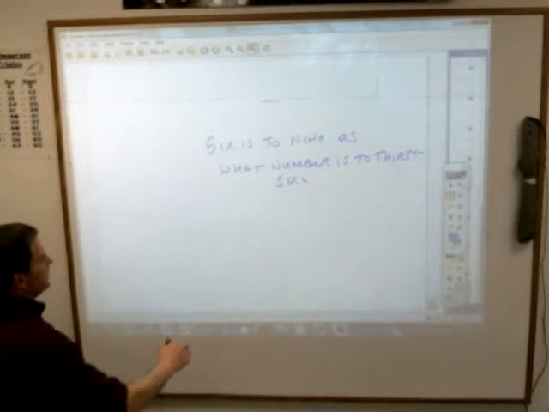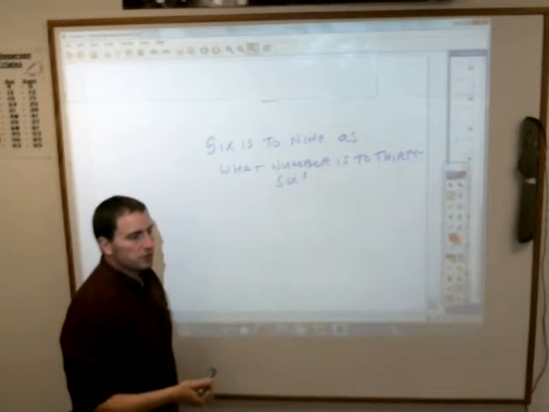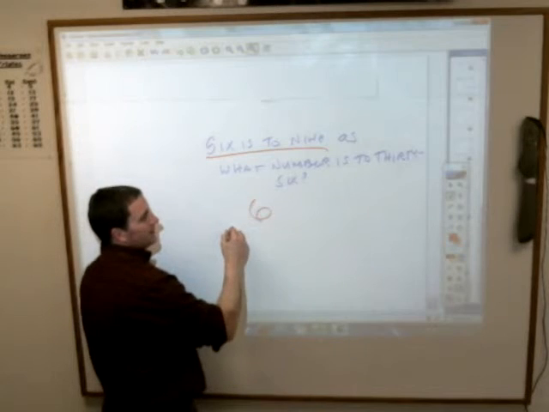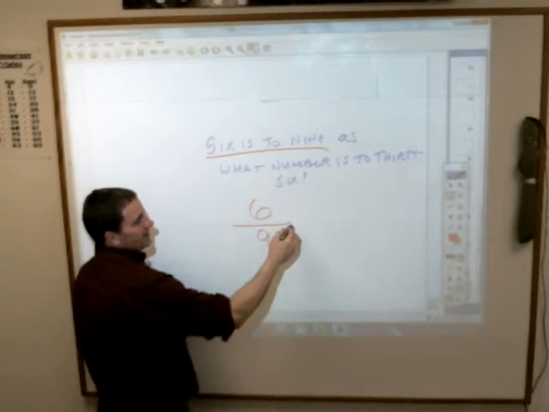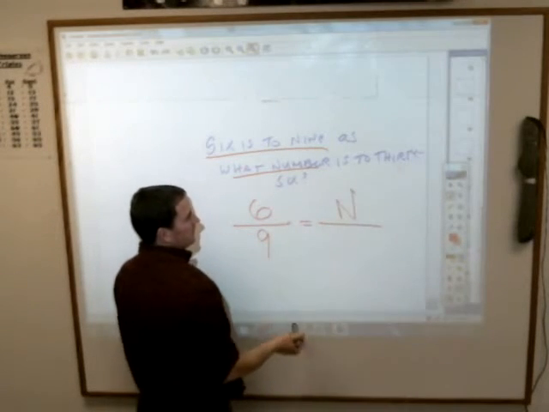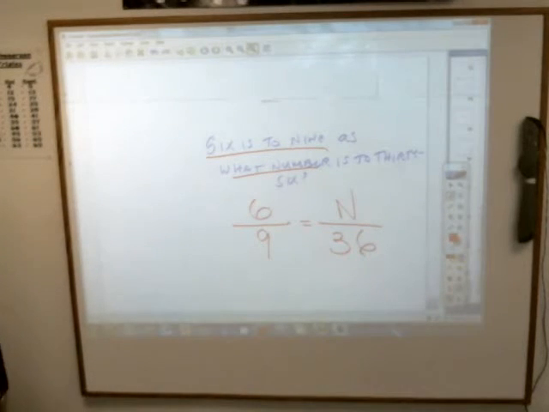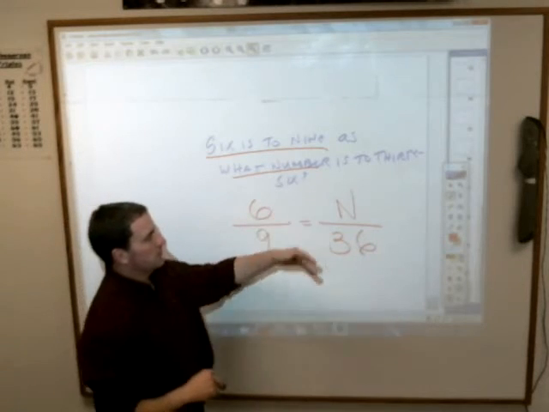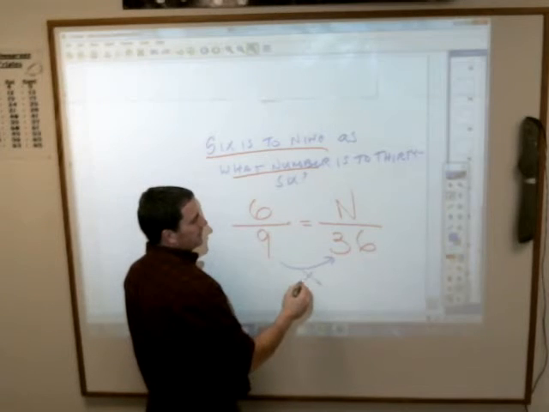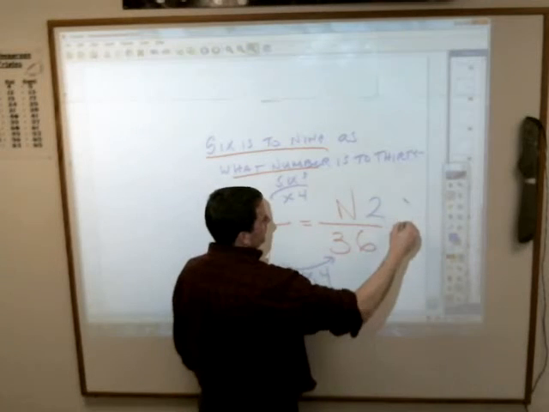And this would be how you would write this out. Just like when we talk about ratios, the first number given is the one. 6 is to 9 would look like this, 6 is to 9 as what number you don't know is to 36. Writing that proportionately, it would look like that. And then how do you figure that out? Well, the easiest way for this is to go 9 times 4 is 36, so 6 times 4 is 24.